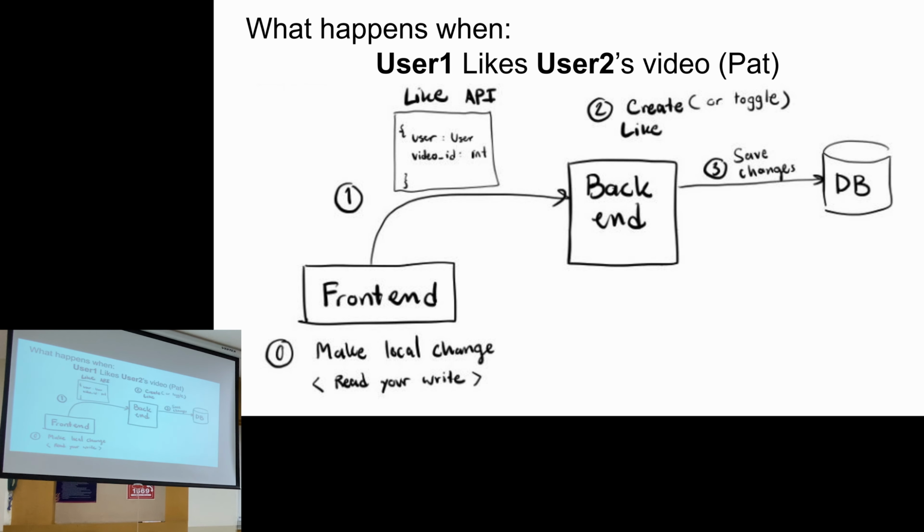Yes. And for when user one likes user two's video, what happens is first, the front end will make a local change. This conforms to the read-your-write pattern. And then it will send the API call to the backend, and everything is basically the same, where an object or an entity will be created on the backend and sent to the database.